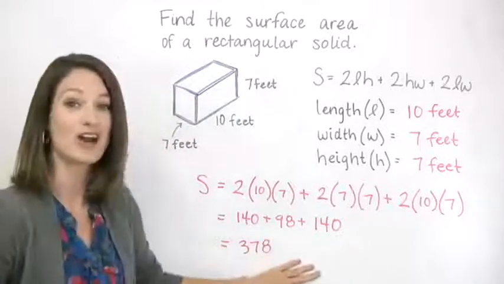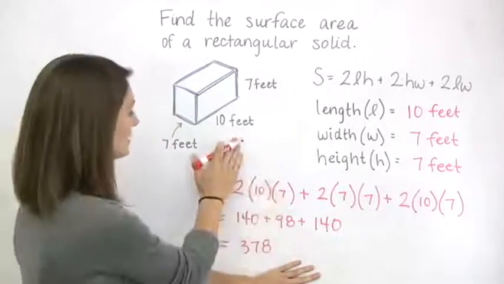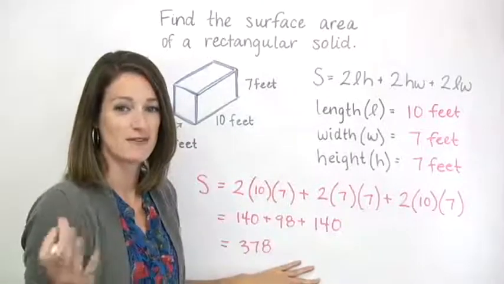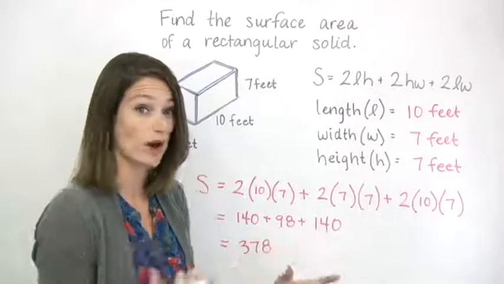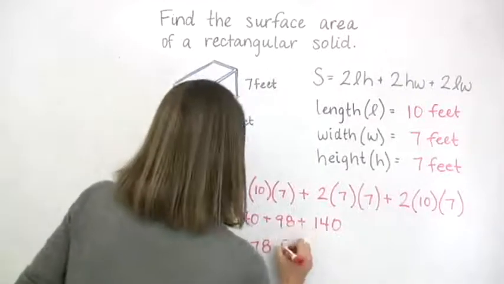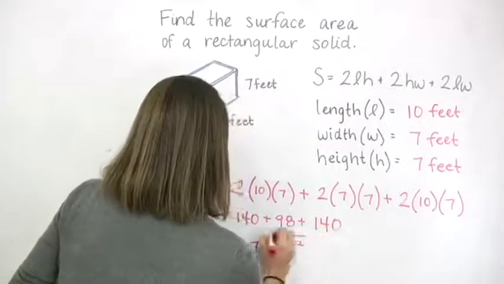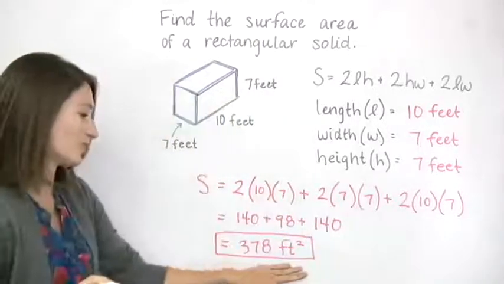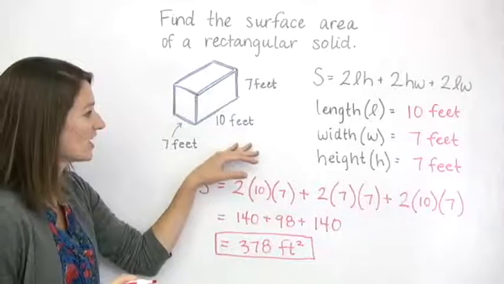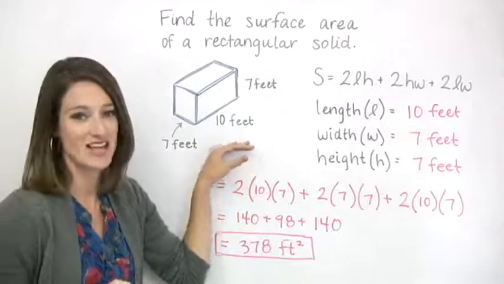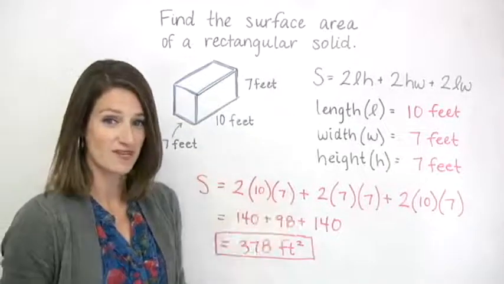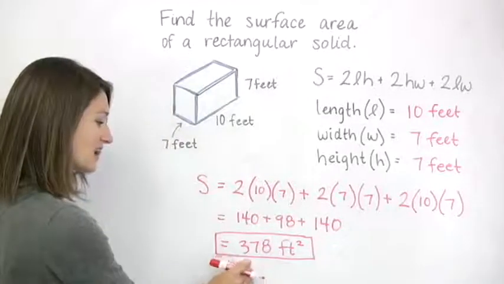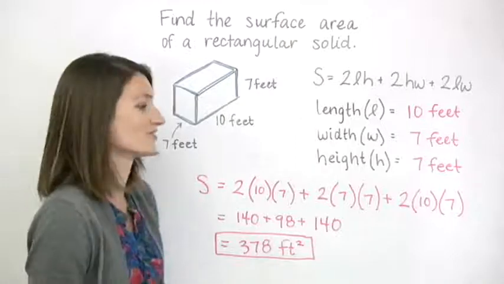Now we can't forget to add our units here, and we have feet in our original figure. Since we're finding the surface area, feet times feet gives us square feet. So it's important to remember the correct units when finishing this problem here. So the surface area of this rectangular solid that has a length of 10 feet, a width of 7 feet, and a height of 7 feet, we get 378 square feet for the surface area.